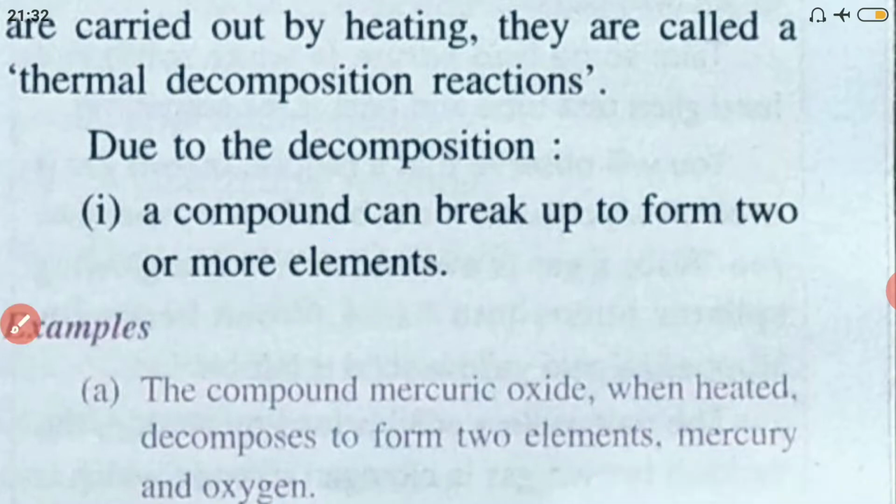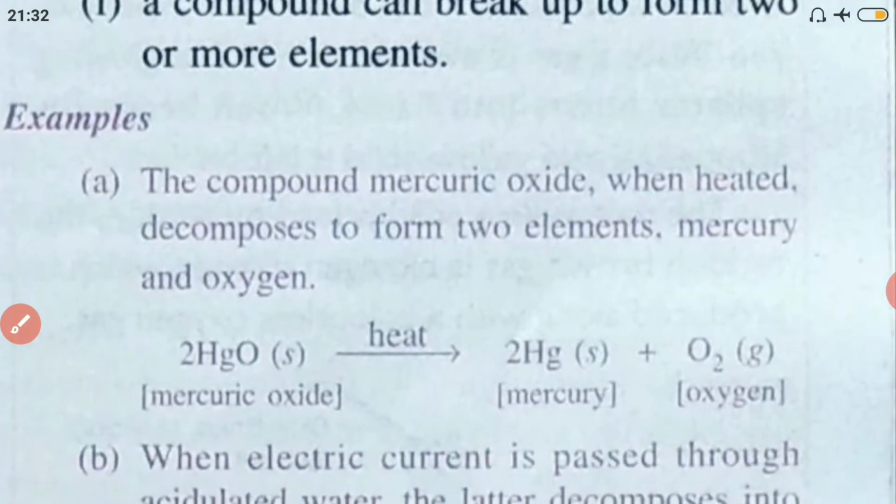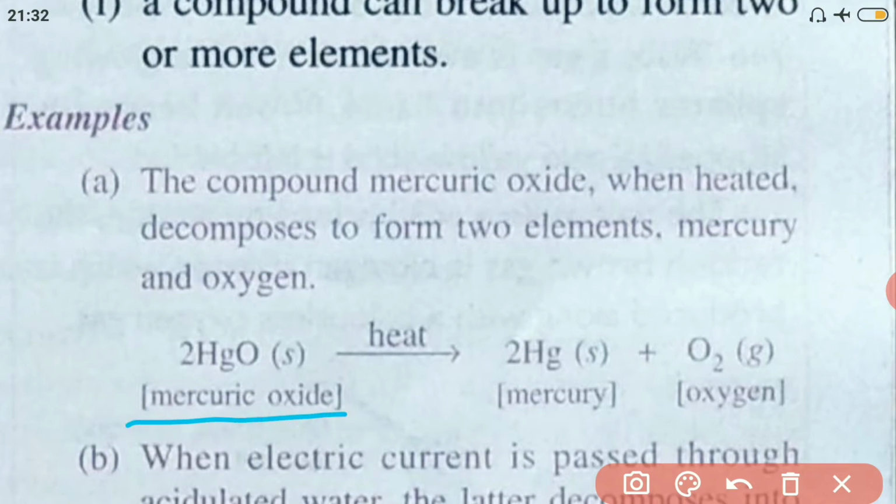Now let us try to understand the first case where a compound can break up into two or more elements, right? So example number A, the compound mercuric oxide when heated decomposes to form two elements, mercury and oxygen. Here you can see mercuric oxide, this is a compound, right? It breaks up into an element, mercury, and another element, oxygen. So here one compound is breaking down into two elements, right? Because of heating, hence it is thermal decomposition reaction.